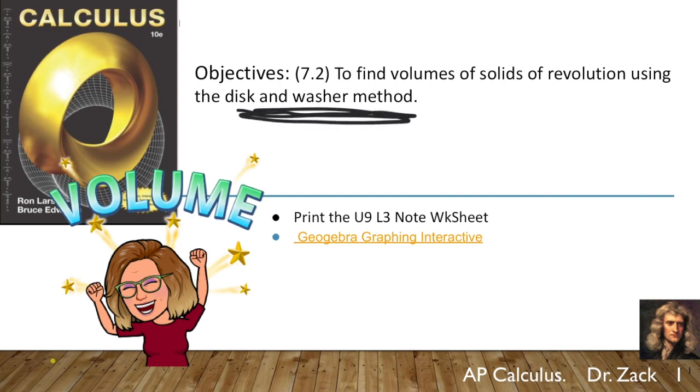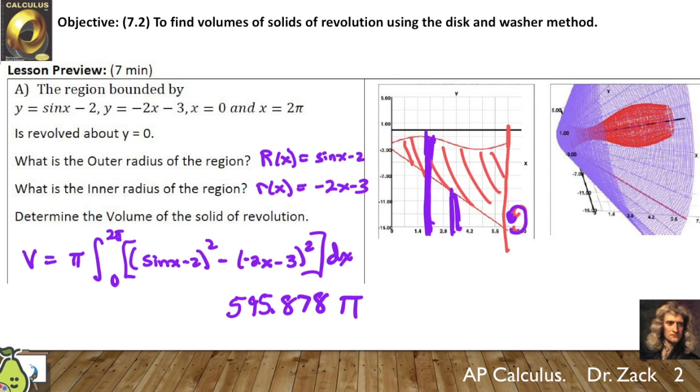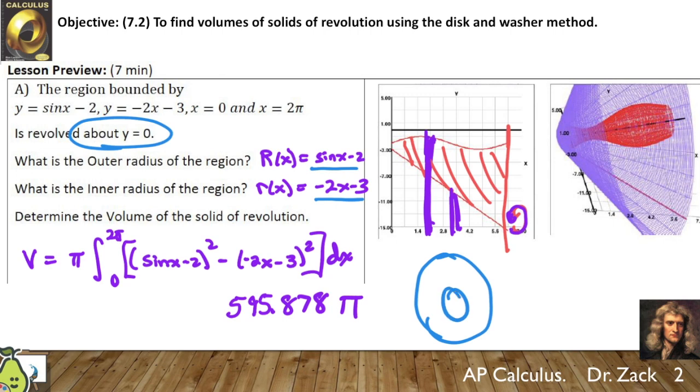So let's get started. For today's lesson preview, did you find that R of x was equal to the sine of x minus 2 and little r of x was negative 2x minus 3? Keep in mind you were revolving about y equals 0 and there was a hollow piece to consider when solving this problem. That made this a washer problem where you had to subtract away the hollow piece. So the difference between a disc and a washer: a disc has no hollow piece that needs to be subtracted, and the washer does.